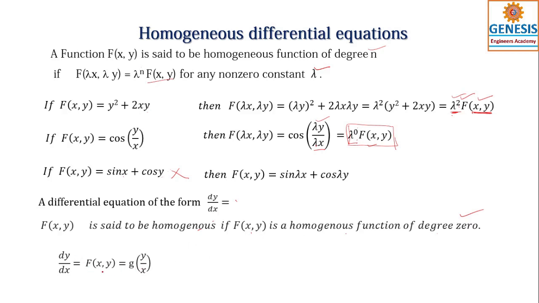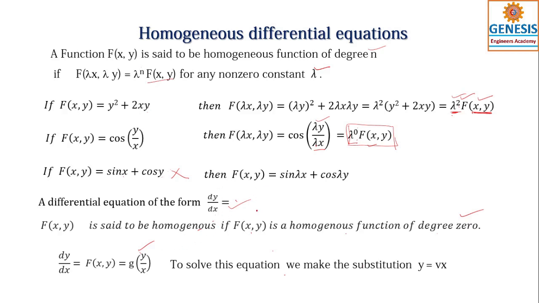Okay, so you have to substitute, or otherwise you have to take x as a common factor, then you will have y by x, if there are x and y terms. So to solve a homogeneous differential equation, you need to put y is equal to vx, that is v is equal to y by x.